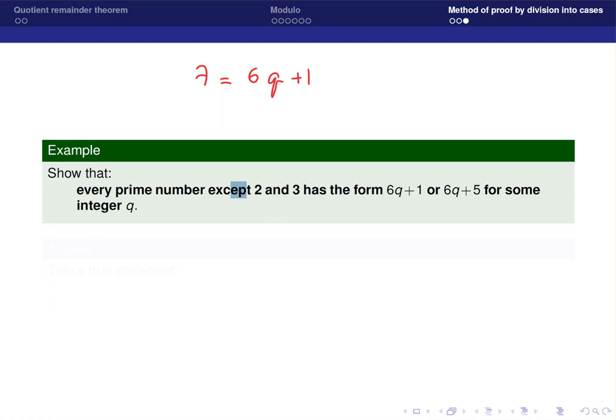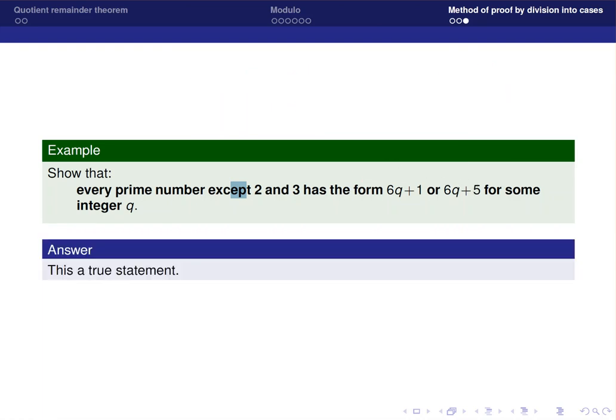I could try it again with another prime number, for example, 29. What would 29 look like? Is it form 1 or form 2? Well, 6 times 4 plus 5 is going to be 29. So 29 looks like the second form, whereas 7 looks like the first form. Now, this is a true statement, and how do you go about proving it? Pause the video and see if you can do this yourself before watching the rest of the video.